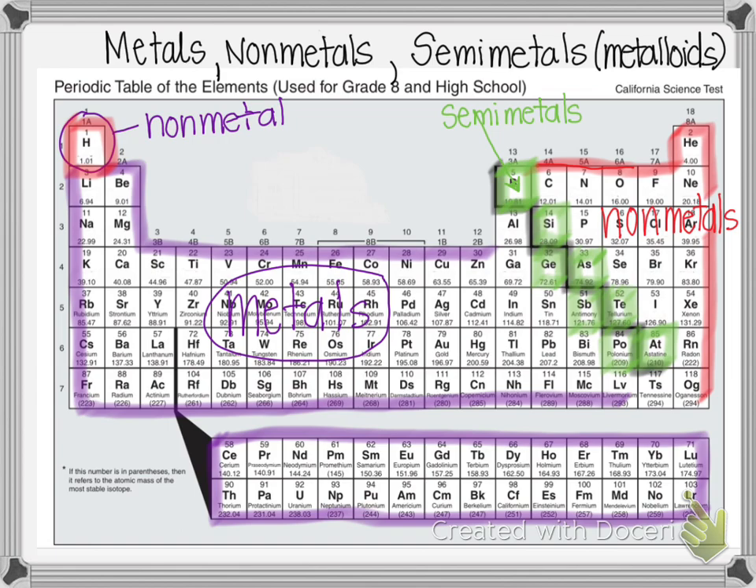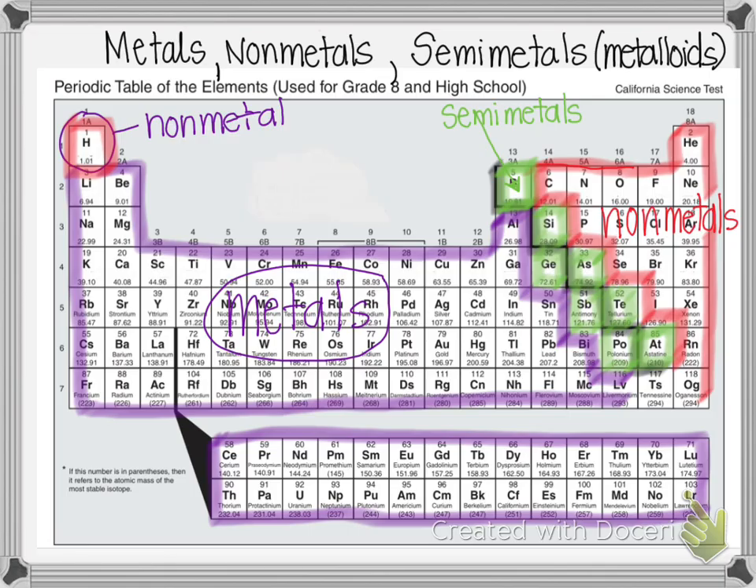So those are the semimetals. They go on either side of the stair-step line except for aluminum. So aluminum would be apart. So then my metals come like this. And don't get too tied up about the ones on the very bottom of the periodic table.